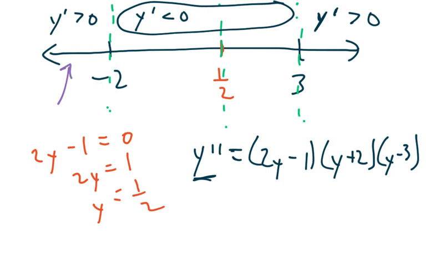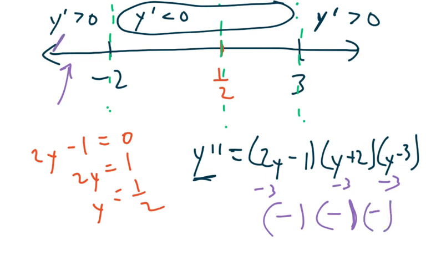So let's say I pick over here the value -3. I'm going to plug in -3. Well, let's just do some mental math here. -6 minus 1 means it's a negative. -3 plus 2 is a negative, right? Please, Lord, don't make me make a mistake. And -3 minus 3 is a negative. So 3 negatives means our y double prime here is actually negative.